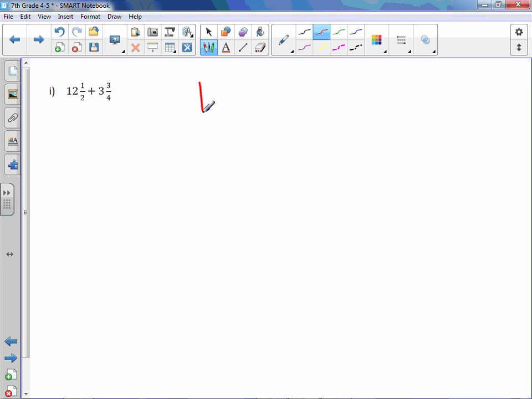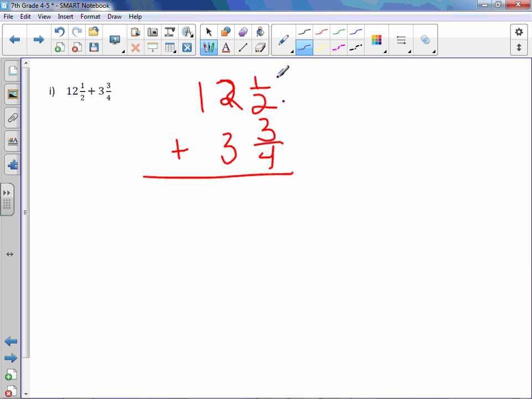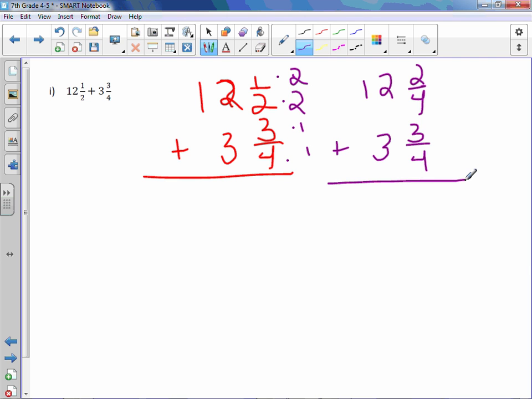Letter I. 12 and 1/2 plus 3 and 3/4. Common denominator is 4. So multiply your first fraction by 2 and your second fraction by 1. We get 12 and 2/4 plus 3 and 3/4. 2/4 plus 3/4 is 5/4. And 12 plus 3 is 15.